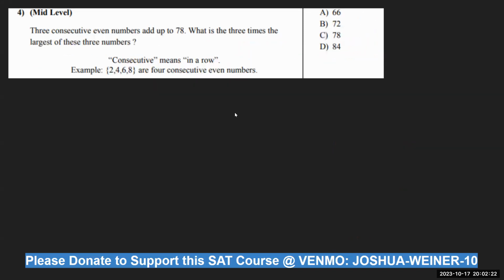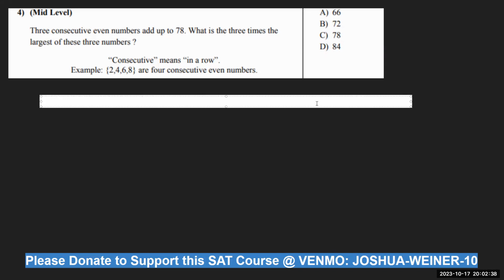For question 4 for you, Isabel, 3 consecutive even numbers add up to 78. What is 3 times the largest of these 3 numbers? Well, the numbers are even. And since it's 78, I'm going to start at 20 and just write the numbers out like so. 20, the next even number is 22. The next even number for you, Isabella, would be 24, 26, 28, 30, 32, and so on.